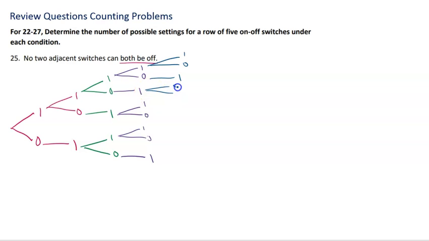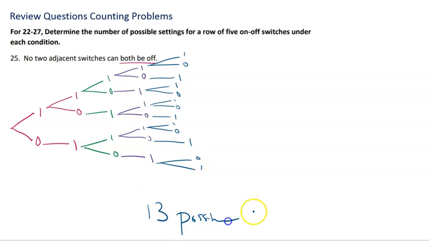Here, I have two choices, on or off. Here, I have two choices, on or off. Here, I only have the one choice, flip that next one on. Here, I have on or off. But here, only on, and here I have on or off. Now, if we list these possibilities, and it's a lot, see 1, 2, 3, 4, 5, 6, 7, 8, 9, 10, 11, 12, I see 13 possibilities.